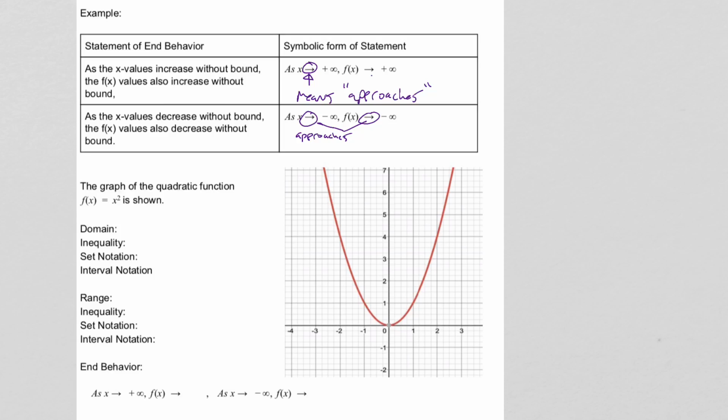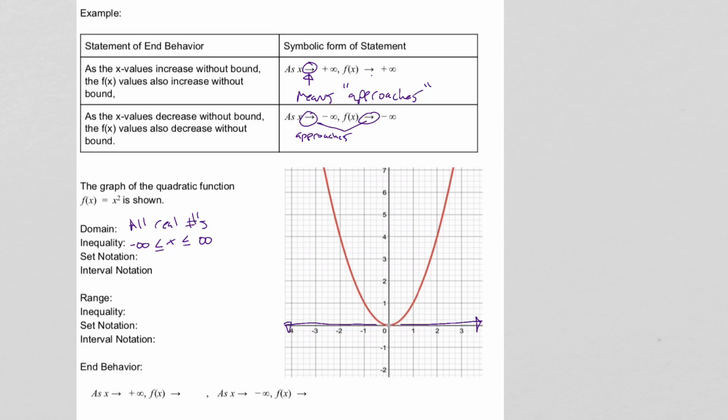Right now, the domain. When we're asking ourselves the domain, we have to ask, well, what are all the possible values of x? It looks to me like x could go this way, and x could go that way, without bound in either direction. So that would look like this. That would be all real numbers. As an inequality, that would mean x is between positive infinity and x is between negative infinity.